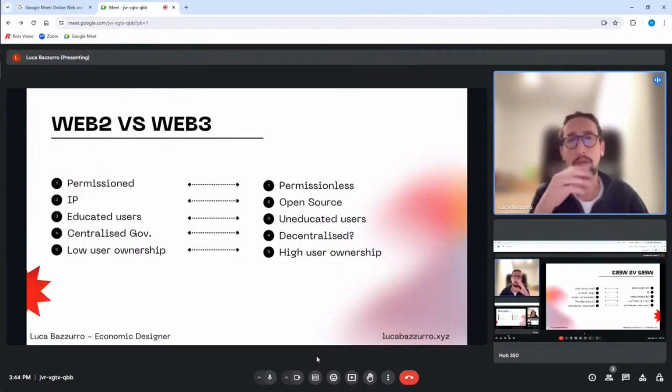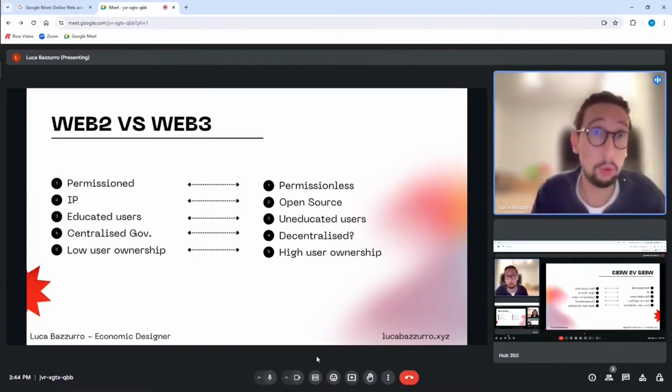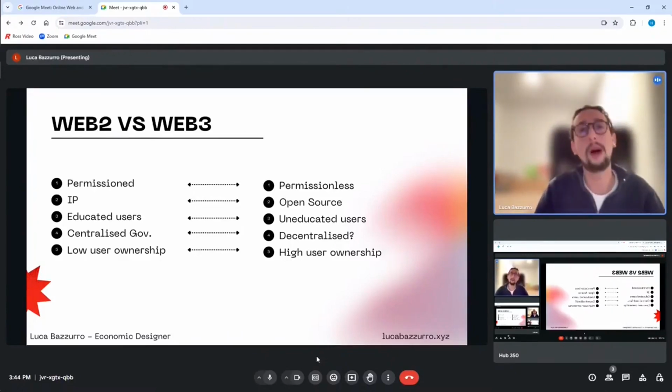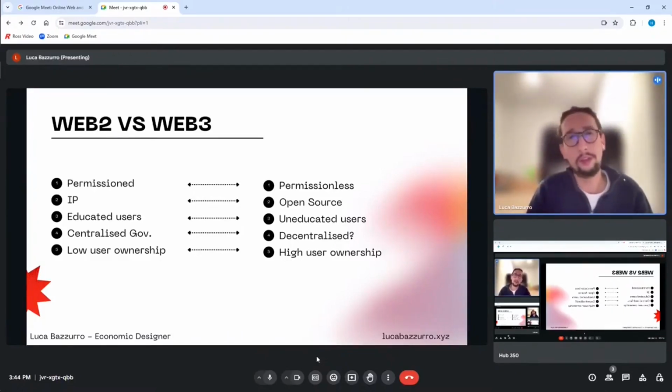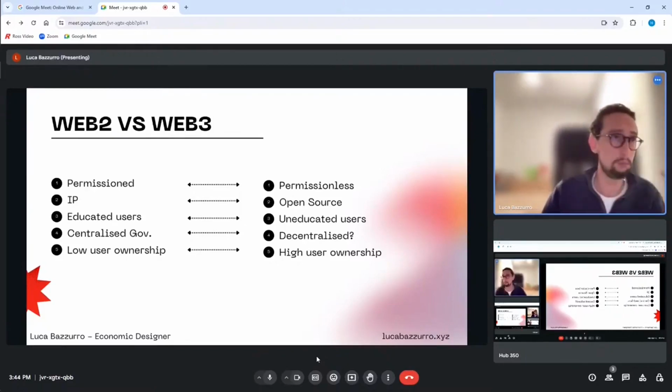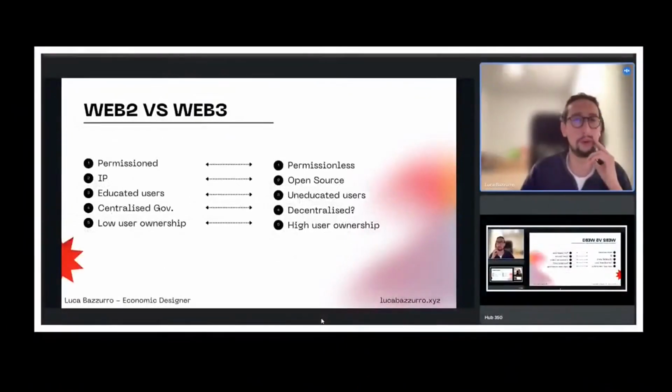Going on with the introduction, I also wanted to give a little understanding of the differences between Web2 and Web3. I maintain that it's not completely new. There are some teachings from Web2, specifically from the last 10 years, that can be used in Web3. But the main difference is that the Web2 structure is usually a permissioned one, whereas Web3 is permissionless, which means that everybody can access it without asking anyone. Web2 is a lot about intellectual property, whereas Web3 is usually open source, the code, but also most of the rest.